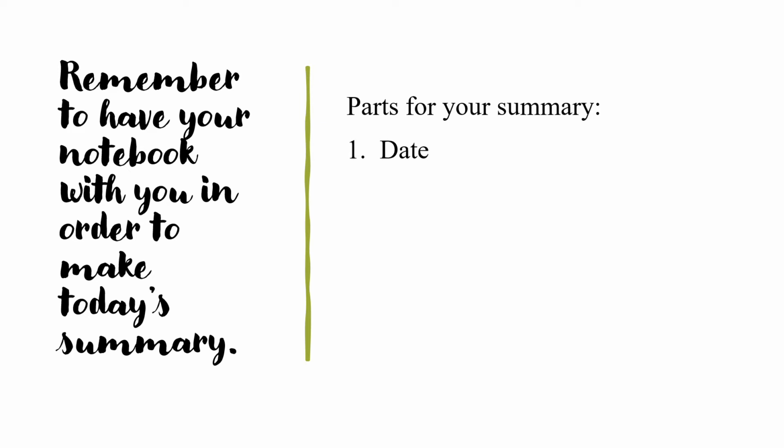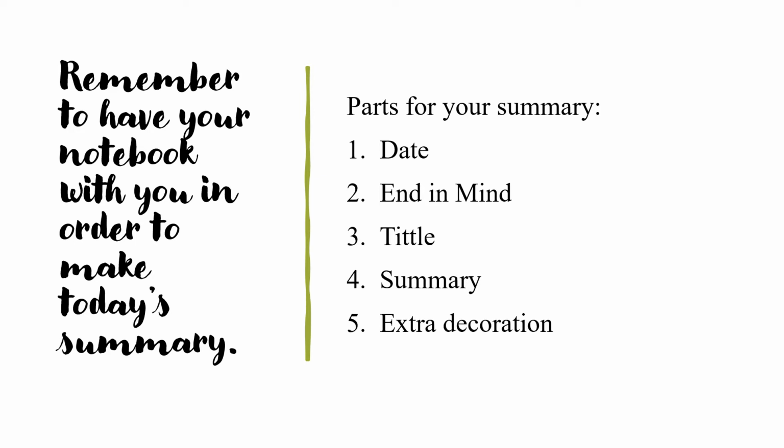Remember that for the summary, you always need to include the date, the ending mind, the title, the summary, and of course some extra decoration for it. Remember that depending on what you're writing, it should include a different color pattern. For example, the ending mind, the titles, and subtitles must be written down with blue and red. And the rest of the summary has to be written down with red and black. So make sure to take it into account as well. And when you have all of your materials ready, you can come back to the video so we can move on.